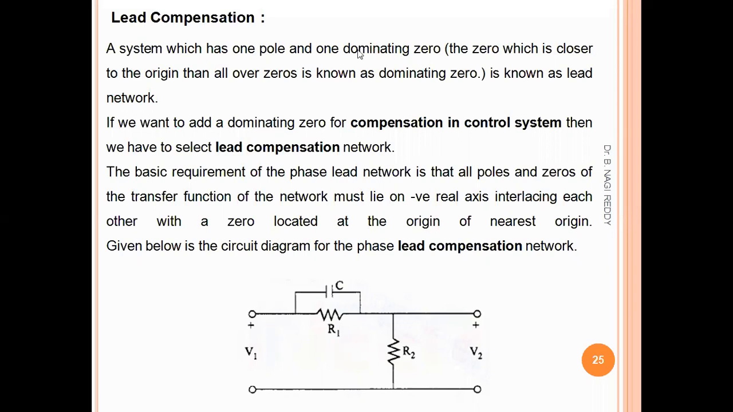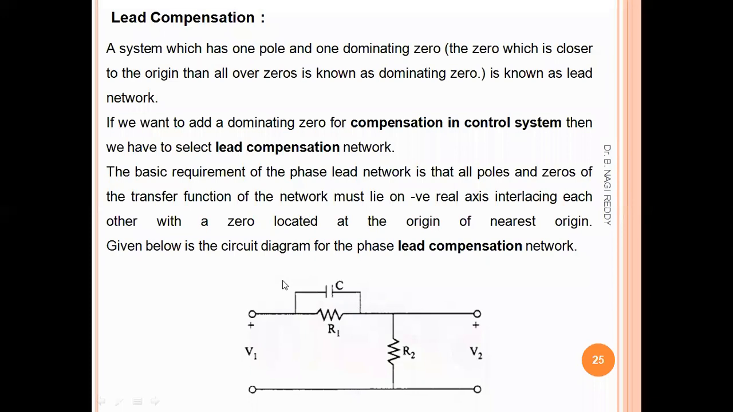This dominating zero lies very near to the origin when compared with all other poles and zeros. That is what dominating zero means. You will understand this later on the S plane. And if a system has one pole and one dominating zero, then that network is called a lead network or lead compensation network. You can see this is the lead compensation network.